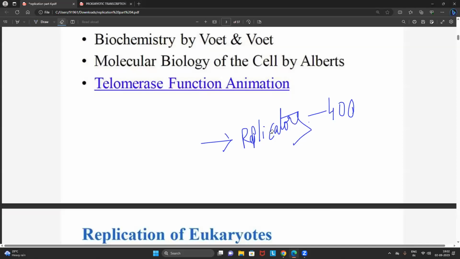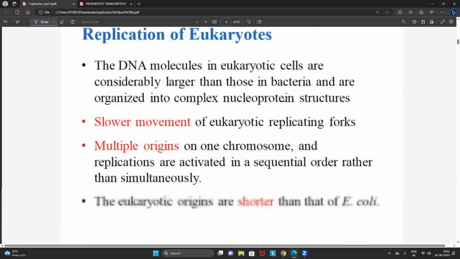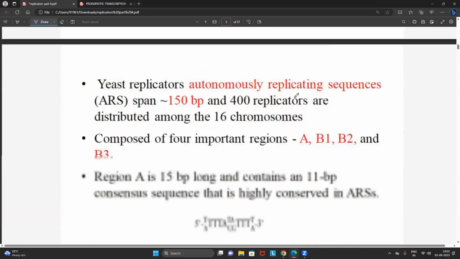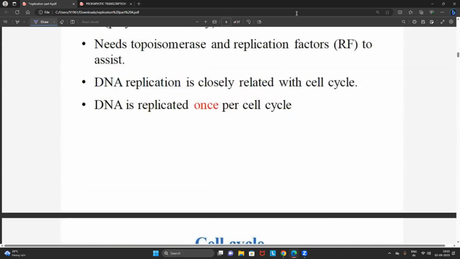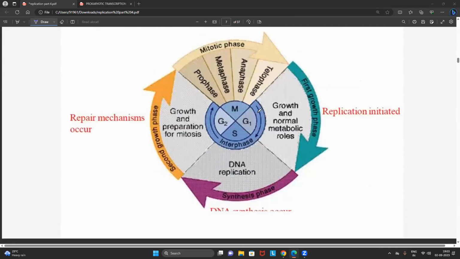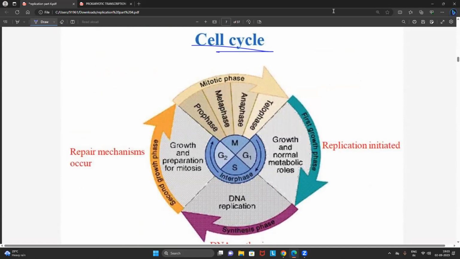150 base pairs. Perfect. Okay, now let's try to understand very clearly. In yesterday's class, whenever I was explaining the replication process, I told all of you very clearly that eukaryotic DNA replication is always very closely related with the cell cycle.